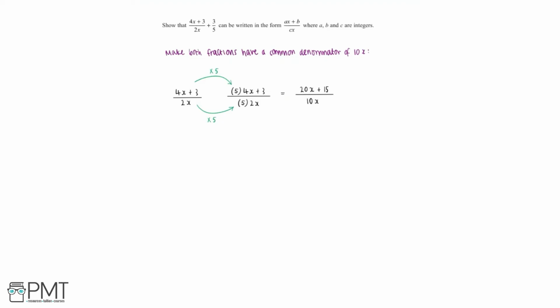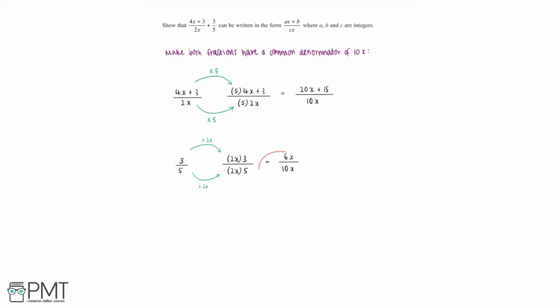Now next we want to do the same thing for 3 over 5. Our current denominator is equal to 5, and to get from 5 to 10x, we want to multiply by 2x, and so we can multiply both the numerator and the denominator by 2x. Now 3 multiplied by 2x is equal to 6x, and 5 multiplied by 2x is equal to 10x. And so we've shown that 3 over 5 is equivalent to 6x over 10x.